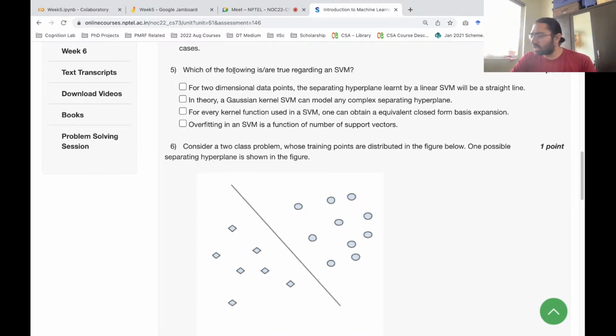Then okay, next question is 5th. Which of the following is true regarding an SVM? So for two-dimensional data points, the separating hyperplane learned by a linear SVM will be a straight line. Right. Okay. Then you have, in theory, Gaussian kernel SVM can model any complex hyperplane. This was told in class, right?